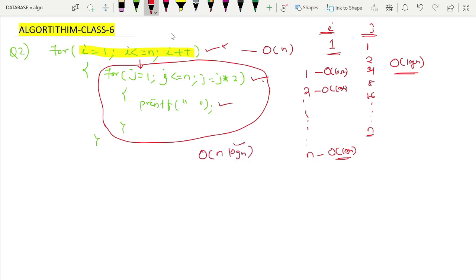So for n times, n log n. The j loop is inside the I loop. This is one of the ideas you can get from here: if one loop is inside another loop, we can multiply their time complexities, and that will be the whole time complexity of the algorithm. The answer is order of n log n.